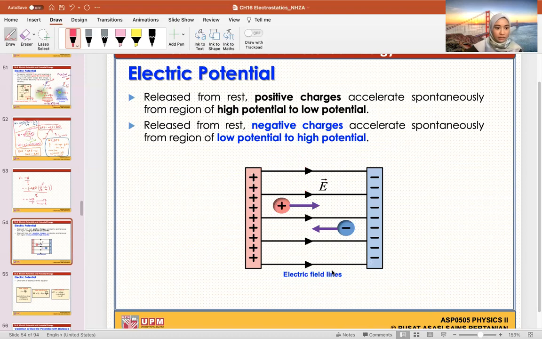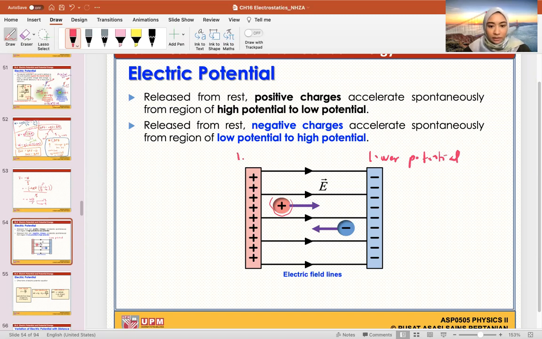All right, so that's the summary of what we have learned so far. I hope everyone is still with me. Don't sleep. So, electric potential, released from rest. A positive charge accelerates spontaneously from a region of high potential to low potential, right? Because a positive charge always wants to go to the negative charge, right? So this is the lower potential.